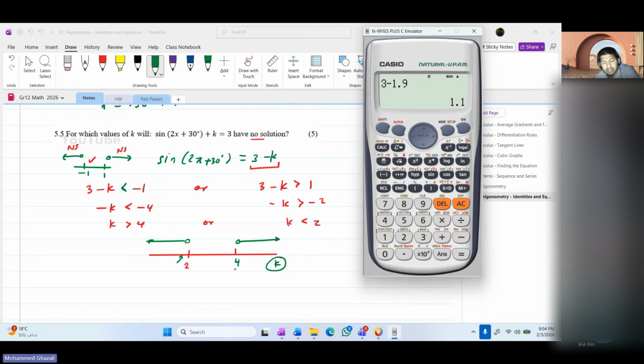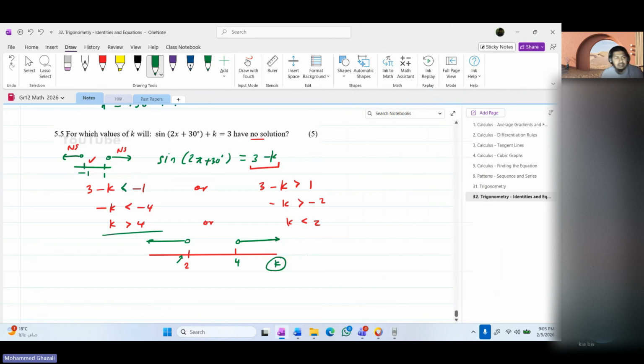It does not work. Choose any value after 4. Maybe choose the closest value near 4. So if you take 3 minus 4.1, yeah, and that will not work. So those are your 2 answers. It's perfect because we have substituted and we double checked.